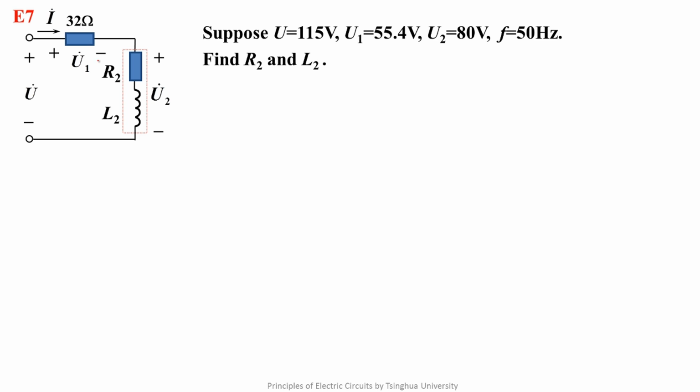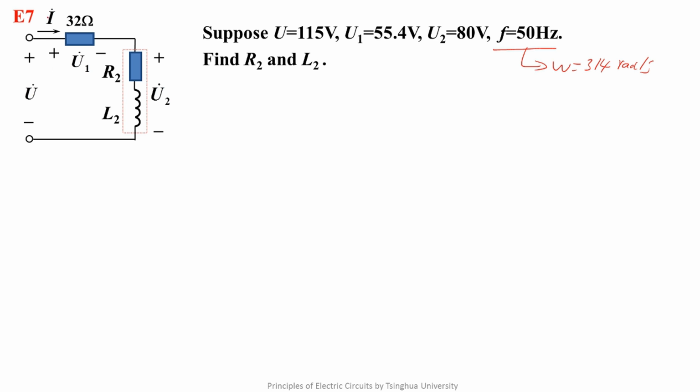We also know that the resistance is 32 ohms. Now we are interested in the inductance and the parasitic resistance of the coil. According to the frequency, we know that the angular frequency is 314 rad per second. There might be two possible solution methods for this problem. One is that we list the equations for these circuits.